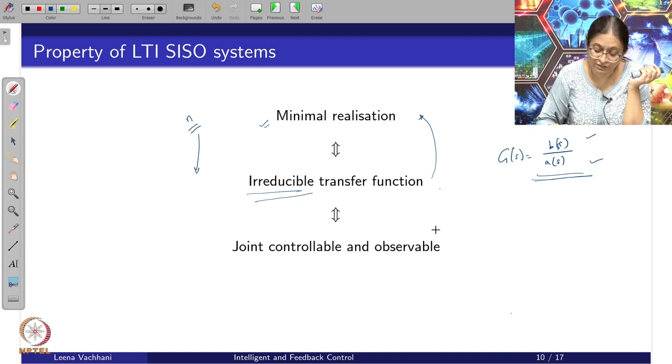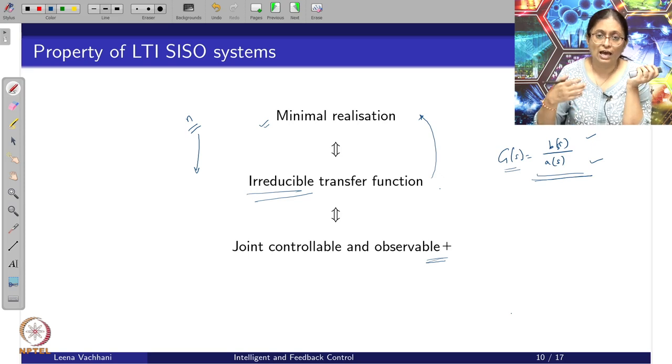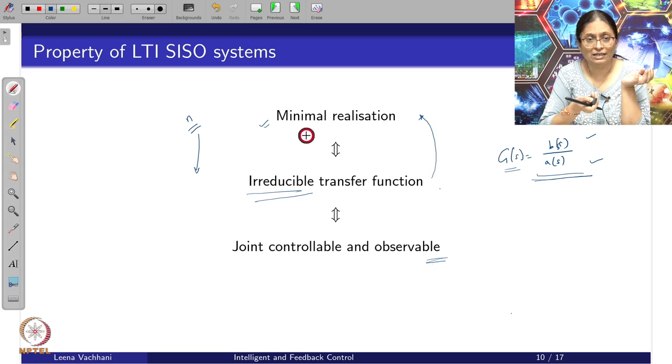Now, when I take the connection with the last property, which is joint controllability and observability, a wonderful part here is that as soon as I consider G of S which is irreducible, its state space representation is definitely a minimal realization. And when I consider a minimal realization, all the states are controllable as well as observable. Means the controllability matrix rank is full as well as the observability matrix rank is full. A wonderful property. Similarly, if I start from a state space realization which is jointly controllable and observable, then it is certainly a minimal realization.